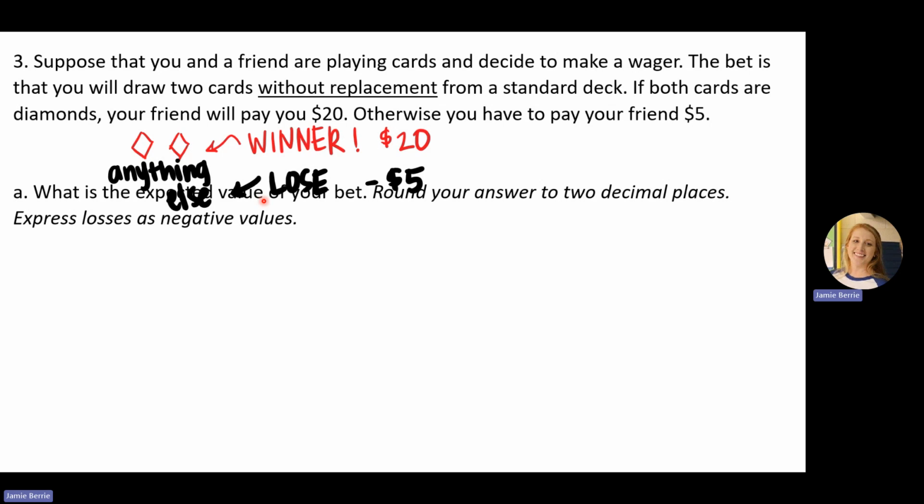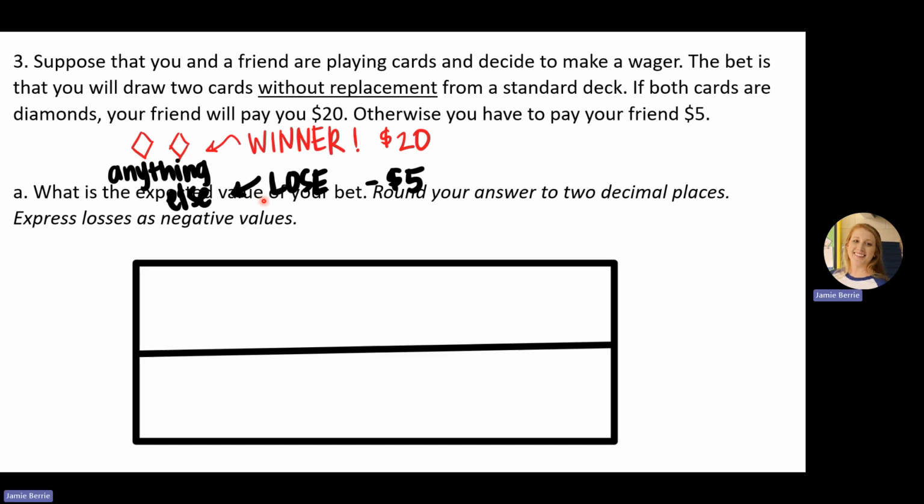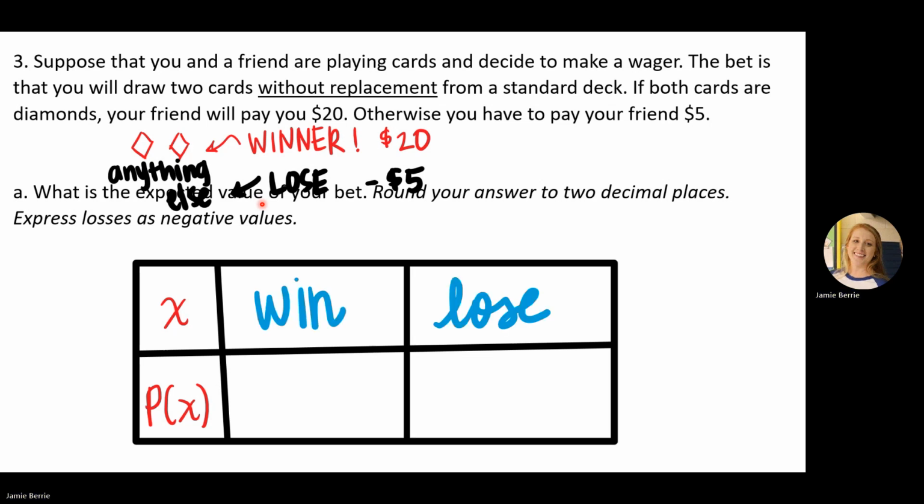All right, so let's think about what the outcomes are here. There's our little table, X and then probability of X. There's 2 outcomes in this game. You could either win or you could lose. In this game, you can win or you can lose. Only 2 outcomes. If you win, you get $20. If you lose, you have to give your friend $5. So that's -5.